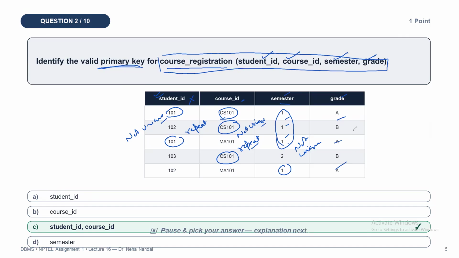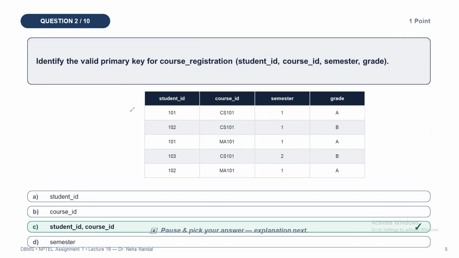Grade, again, values are repeating. So there is no column which has unique values inside it. Then what will you do? What is the scenario? You have to check any two of the columns which can be combined together to make it unique. That is our next step to choose a primary key.